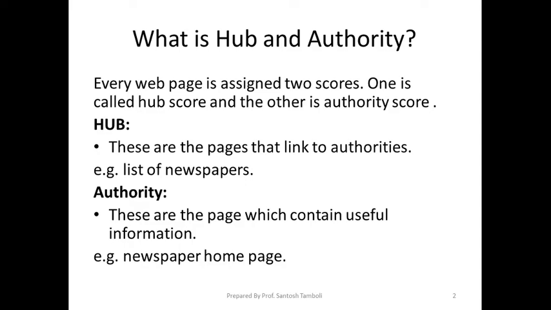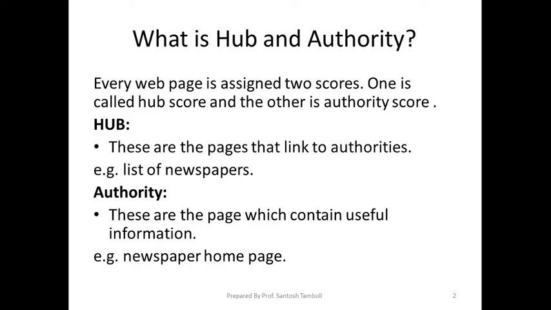So what is hub and authority? As we know, a website is a collection of web pages. Every web page is assigned two scores. One is called the hub score and the other is called the authority score. But what is a hub? Hubs are the pages that link to the authorities, for example, a list of newspapers.